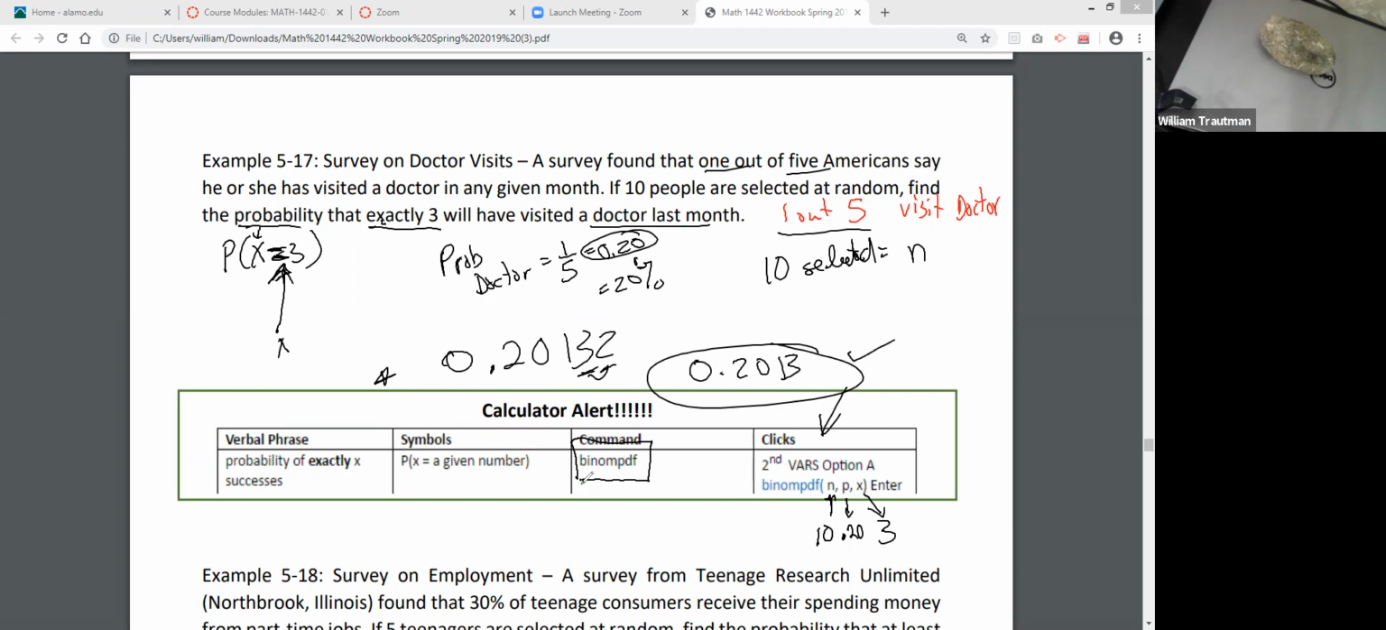So Binomial Pdf is A, second vars A. Second vars option A. And PDF is where it says exactly equals. And you should get that as your answer.